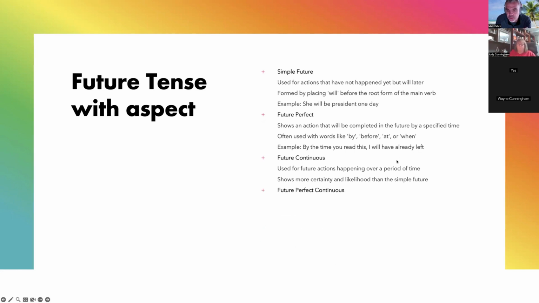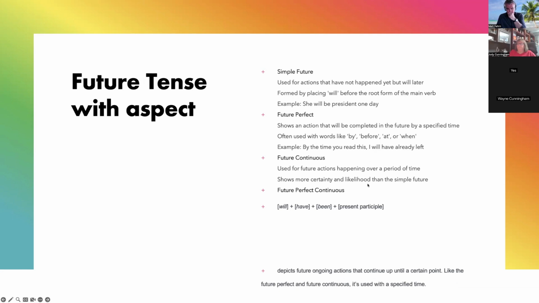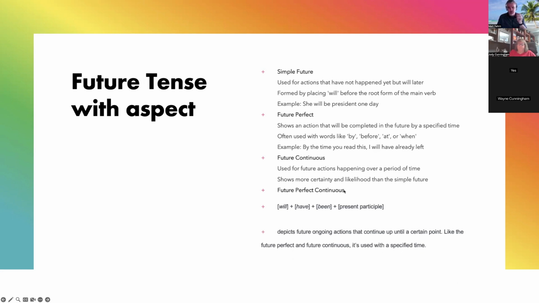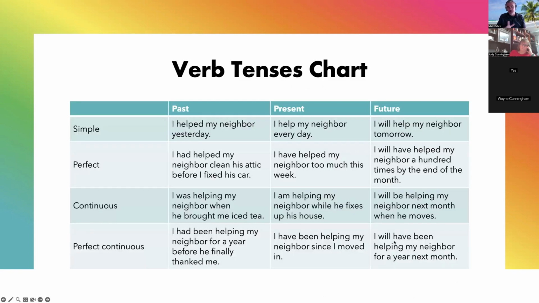Future continuous is used for future actions happening over a period of time, and shows more certainty and likelihood than simple future. And future perfect continuous: will have been plus present participle. Ongoing actions that continue up until a certain point, so it's used with a specified time. I know that was probably somewhat confusing, and you're blown away with vocabulary, so try not to be. Hopefully, this chart makes sense, right?